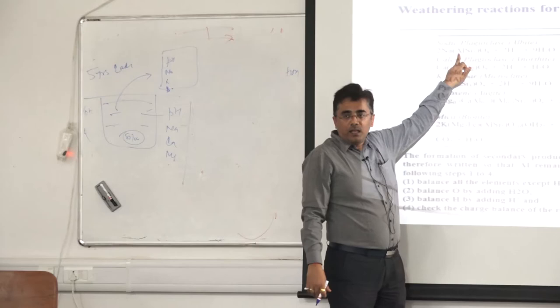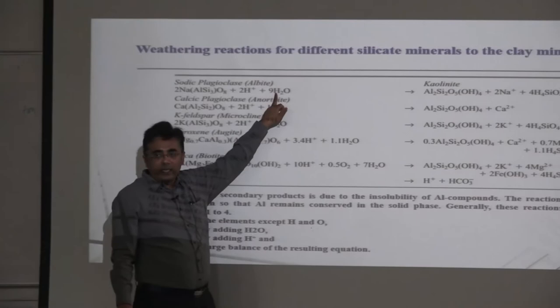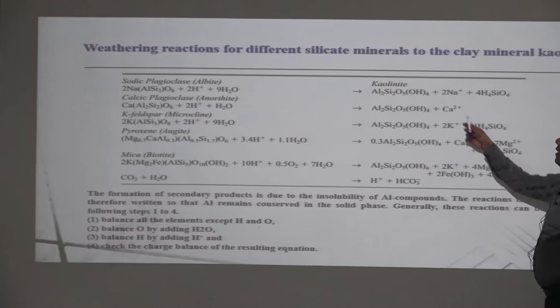Here you can see this is a silicate rock, and this is a reaction. What is needed for weathering? Water is needed. And then it makes kaolinite, and it releases sodium and silica.